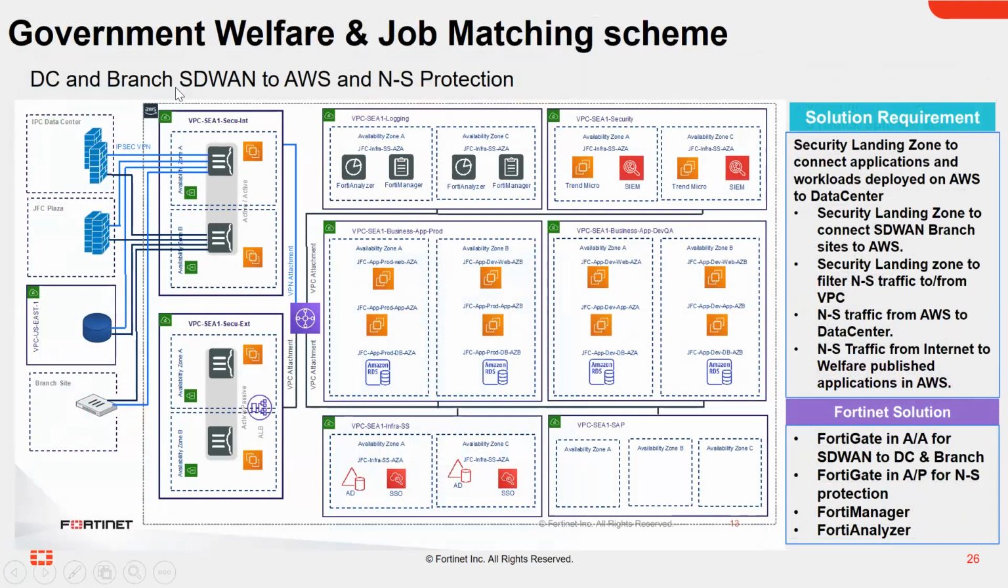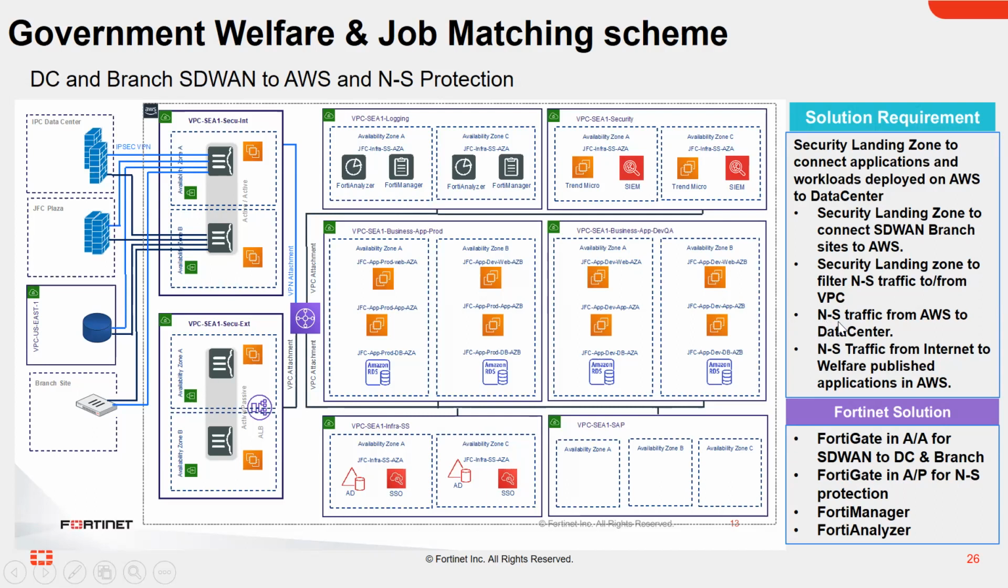Okay, this one is a more interesting one. After COVID, quite a number of government agencies in the region have come out with welfare and job matching schemes to deploy in a public cloud. In terms of the security landing zone here, you can see it connects the application and workload deployed on AWS and its own data center. The secure landing zone connects SD-WAN branches to AWS. After that, the security landing zone filters north-south traffic to and from the VPC here.